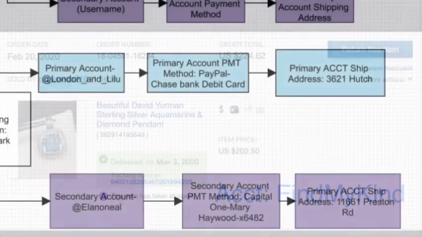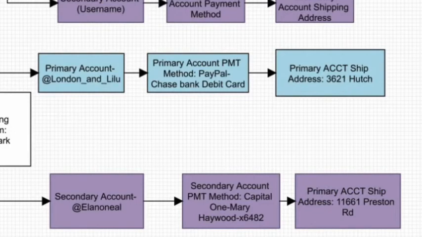But once you determine that it's purchased on the Alon O'Neill account, then you know automatically that the payment method was the Capital One Mary Haywood card ending in 6482, and that the default shipping address would be 11661 Preston Road. So that's basically how the default guide works. And my caveat on this is that if it's anything other than the default selections, let's say that we purchased this on the Alon O'Neill account, but we didn't use the Capital One card, we used PayPal.